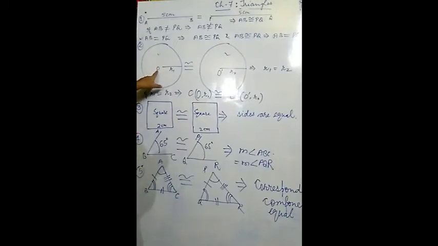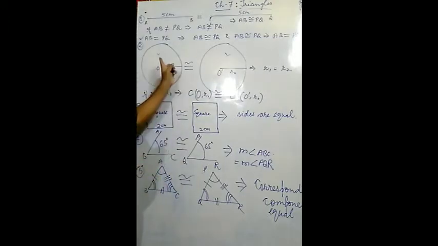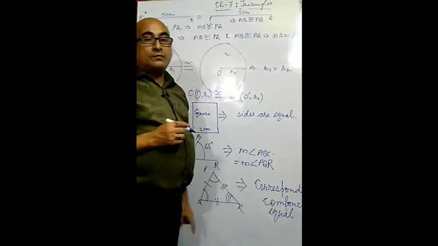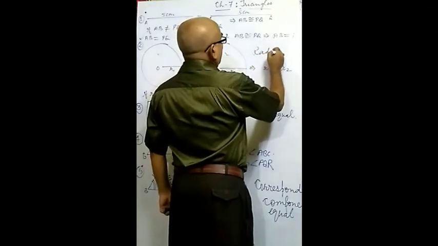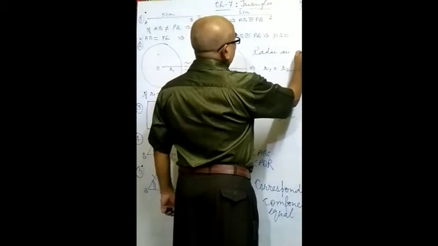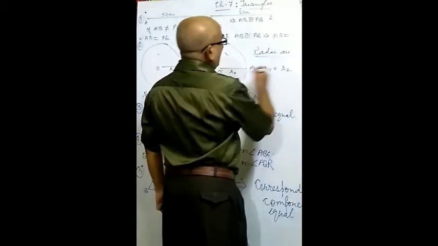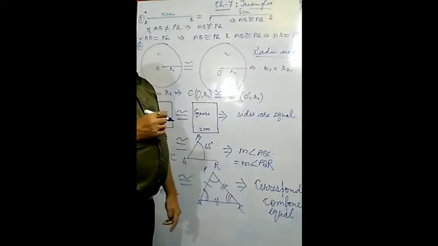This circle has center O and radius R1, and this circle has center O dash and radius R2. Both the circles are congruent if and only if their radii are equal. If their radii are equal, then both the circles are congruent.